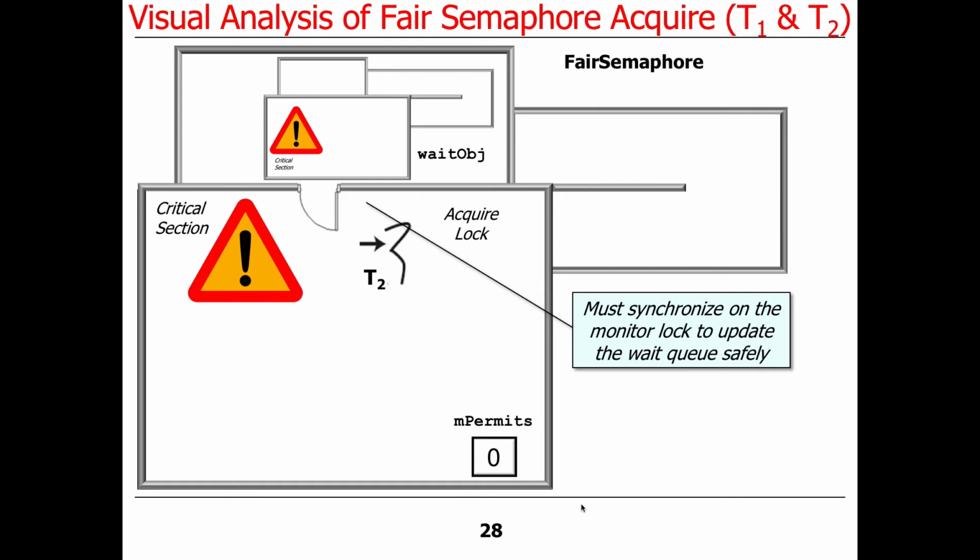So that, of course, will then synchronize on the monitor lock, and that will update the wait queue safely. Now remember, the wait queue, which is this linked list, is part of the fair semaphore state. So that has to be protected by a lock. We can't be updating the queue without that lock held. So this is where the subtlety comes in.